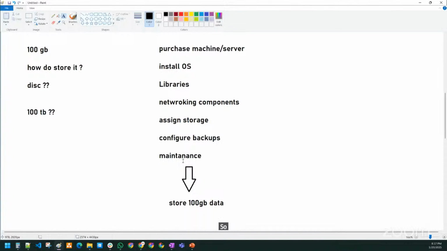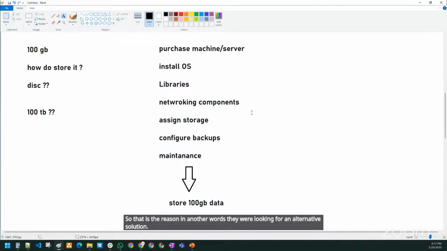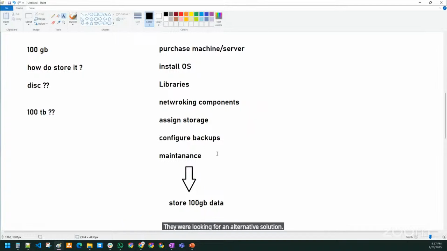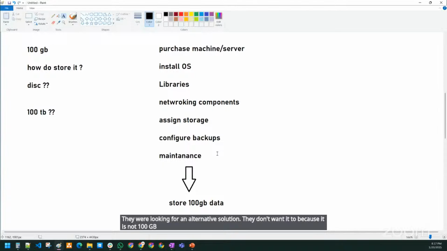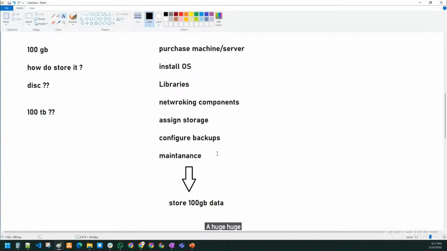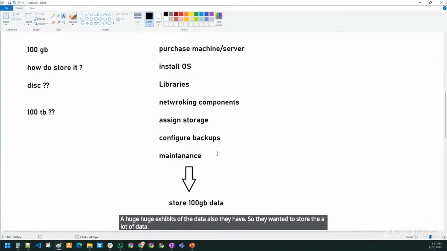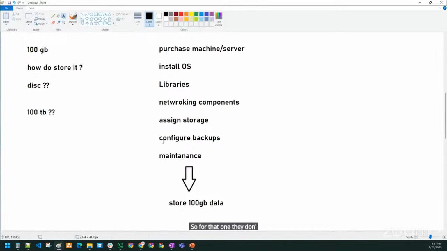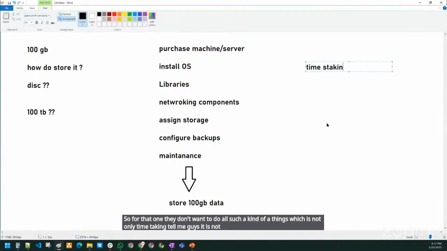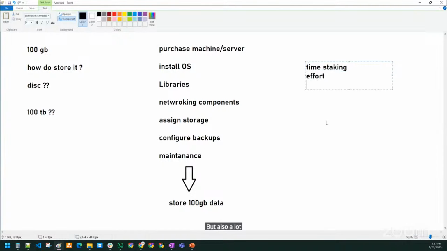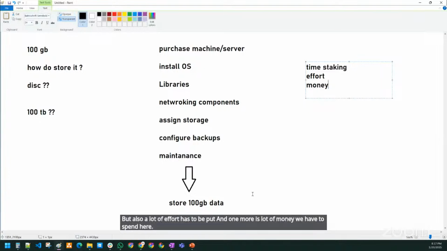So that is the reason, in other words, they were looking for an alternative solution. They don't want it, because it is not 100 GB, 1 terabyte, 1 petabyte of data in the companies. A huge exabytes of the data also they have. So they wanted to store a lot of data. So for that, they don't want to do all such kinds of things, which is not only time taking, but also a lot of effort has to be put. And one more is a lot of money we have to spend here. So these are the challenges when you are working.